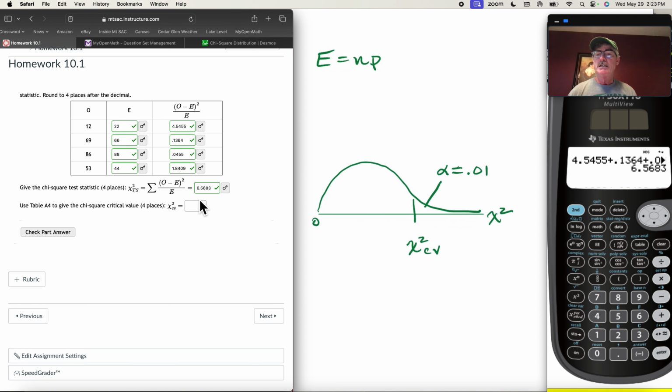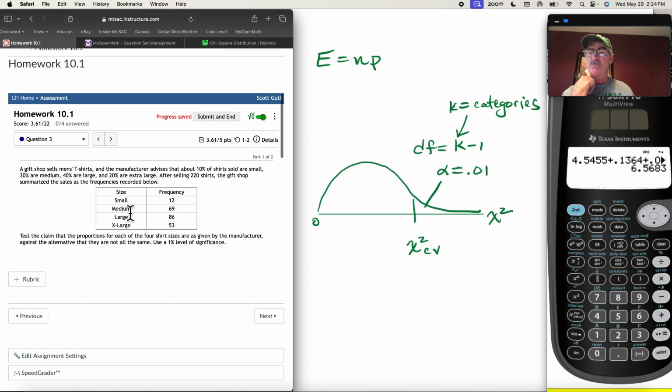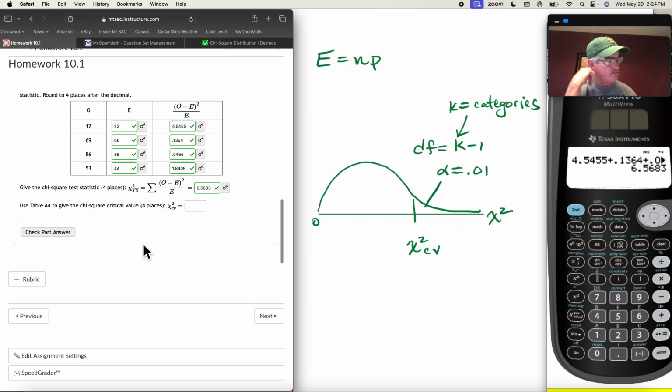Okay, and so we have to look that up on the table again. It's a 0.01. The degrees of freedom, let's look that up. So degrees of freedom is categories minus 1. So K is categories. Okay, so the categories are just the different t-shirt sizes: small, medium, large, extra large. So that's 4 categories, but we do 4 minus 1. So 4 minus 1, of course, is 3. So it'll be 3 degrees of freedom with a 0.01 alpha.